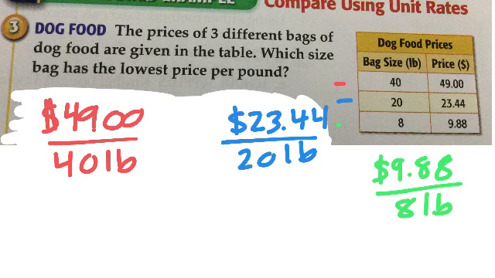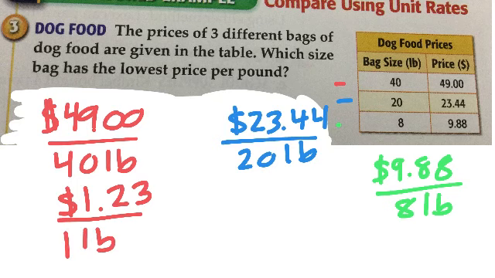Okay, so to find the unit prices, first for the red one, the first bag, I would need to divide by 40. So 49 divided by 40 would give me 1.225. And because we're dealing with money, I want to round that to 2 decimal places. So 1.2, and then the 5 would tell the 2 to become a 3. So it would be $1.23 for every 1 pound.